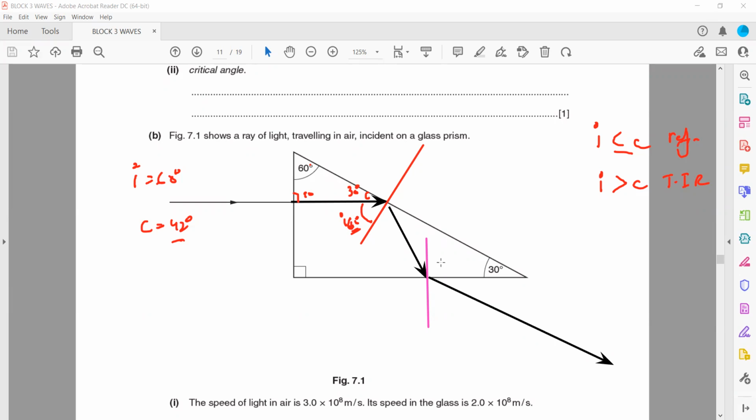So this is the path we have to draw to show how the ray of light passes: first entering the glass, then the first part is total reflection and the second part is a simple refraction.